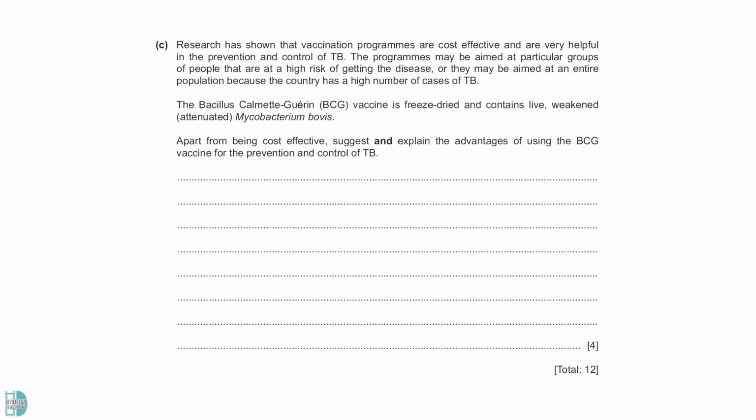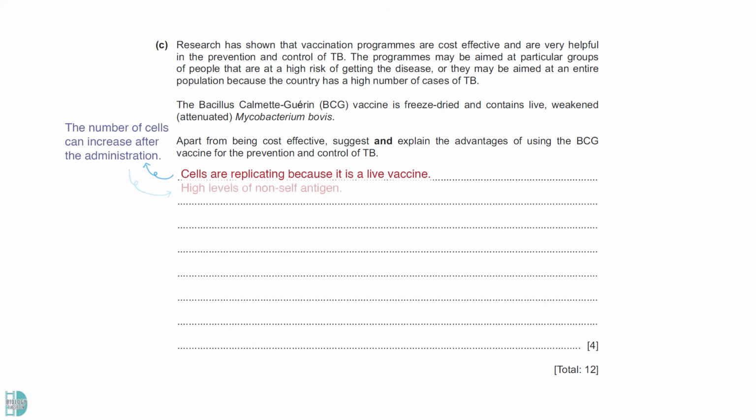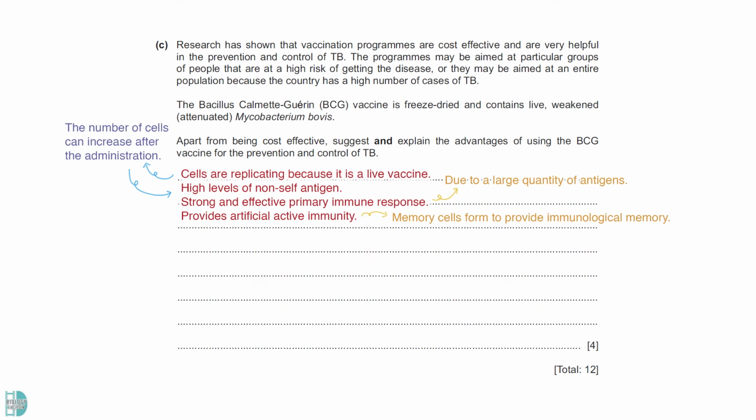C. Suggest and explain the advantages of using the BCG vaccine for the prevention and control of TB. The weakened pathogens can replicate in our bodies because it is a live vaccine. This means that the number of cells can increase after the administration. When there are more cells, there will be a higher level of non-self antigen. A larger quantity of antigens may trigger a stronger primary immune response, leading to the production of memory cells.